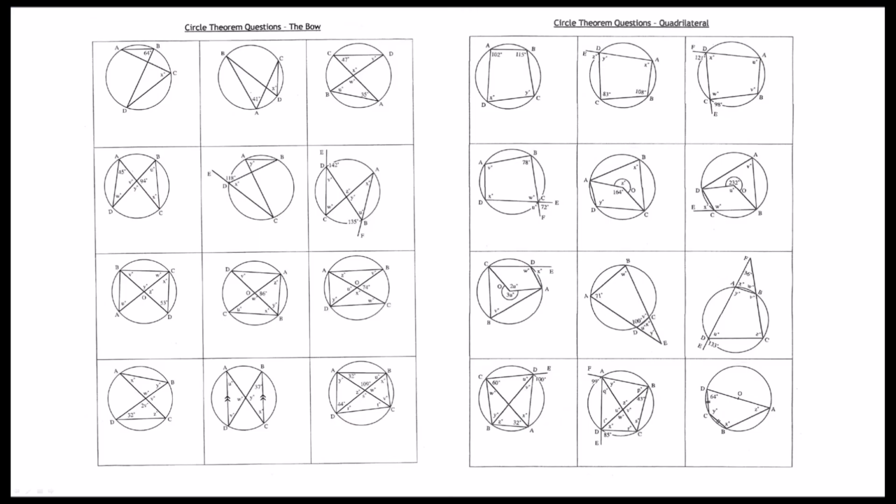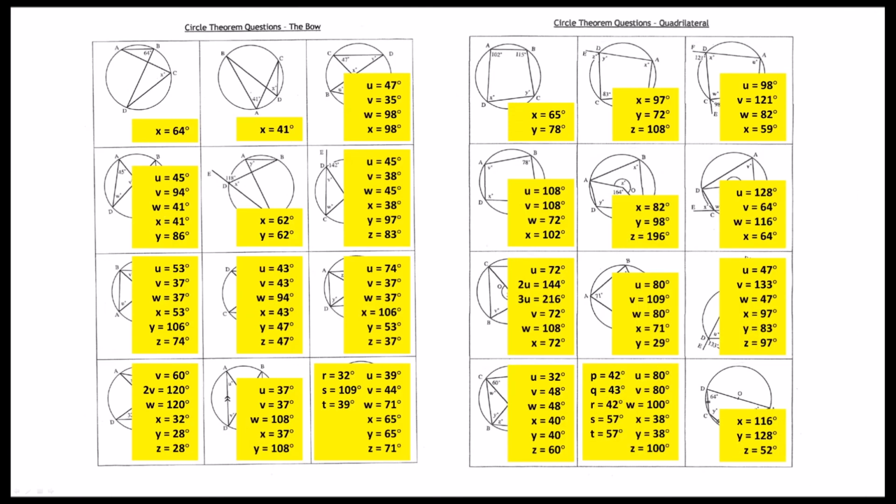So, your task for today is to complete the 2 worksheets on the bow and cyclic quadrilateral circle theorems that I've attached to Show My Homework. As I mentioned at the start, some of your circle theorems from last lesson will be included, so look out for them. Please pause the video and have a go at the questions, and when you're ready for the answers, you can unpause. Here are your answers. Please check your work extremely carefully, and once you're happy, take a photo and submit it to Show My Homework so I can see how you've got on.